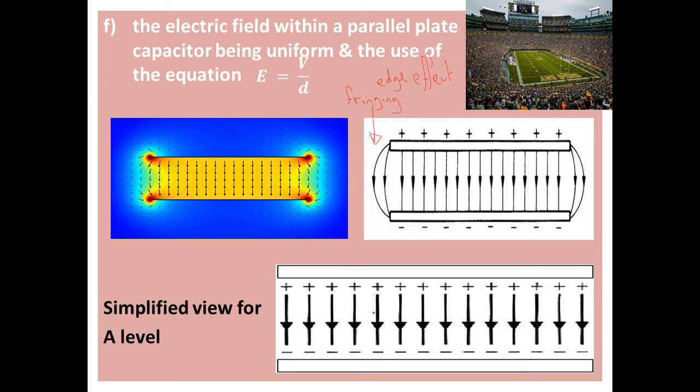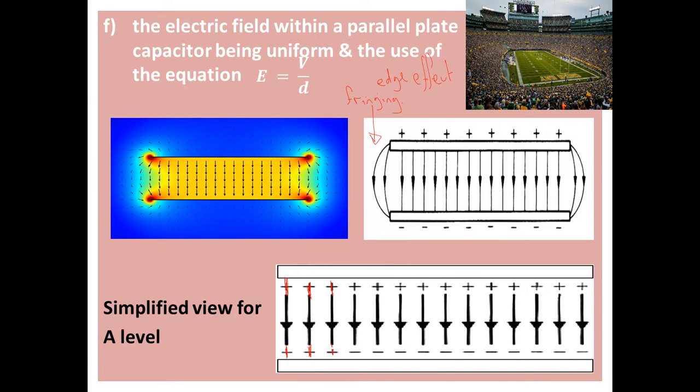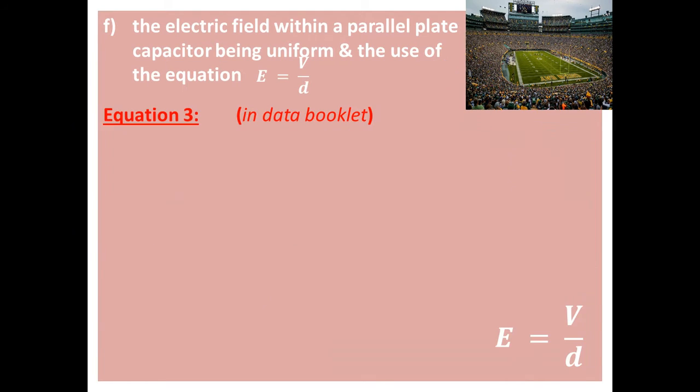So the lower version is what we would need to replicate in an exam if we were asked to draw the electric field. We just draw perpendicular lines to the plates, equally spaced all the way across, and the field flowing from the positive plate to the negative plate. So we end up with this uniform field between the plates and don't actually show that fringing on the edge.